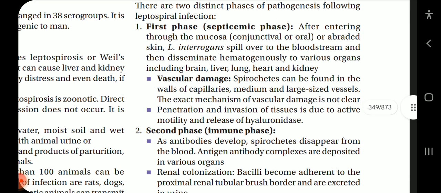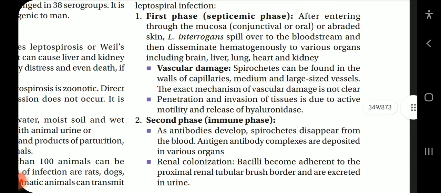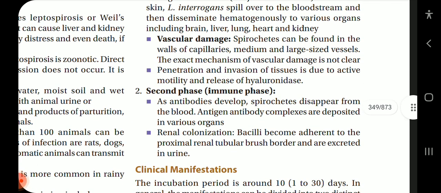First phase, septicemic phase. After entering through the mucosa, conjunctival or oral, or abraded skin, example, Leptospira interrogans spill over into the bloodstream and then disseminate hematogenously into various organs including brain, liver, lung, heart and kidney. Vascular damage. Spirochetes can be found in the walls of capillaries, medium and large sized vessels. The exact mechanism of vascular damage is not clear. Penetration and invasion of tissues is due to active motility and release of hyaluronidase.